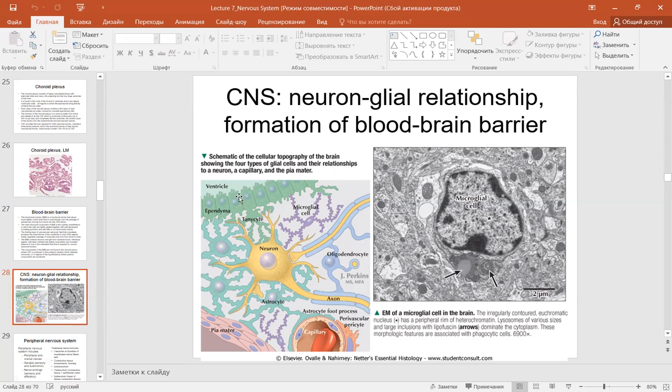Here is the tanycyte, a component of the ependymal glia, which is contacting directly the cell body of the neuron, providing the substances needed for the normal function of the neuron directly from the lumen of the ventricles or the spinal cord.